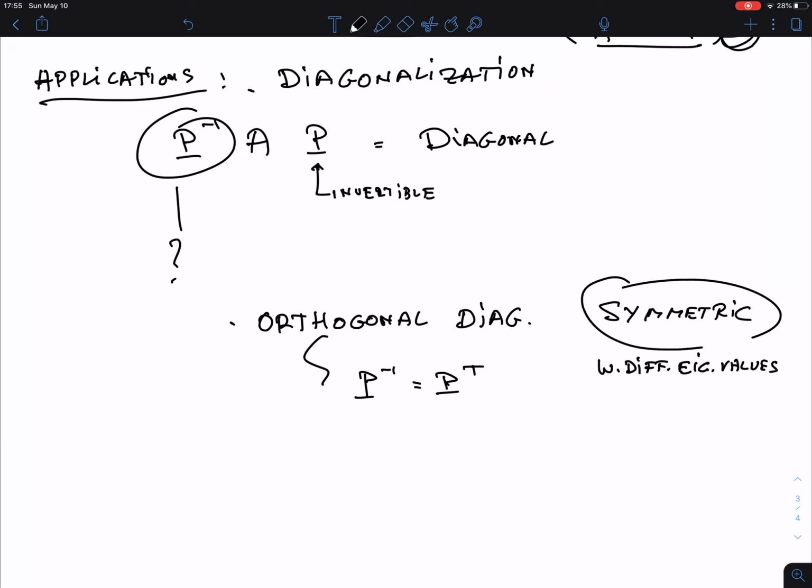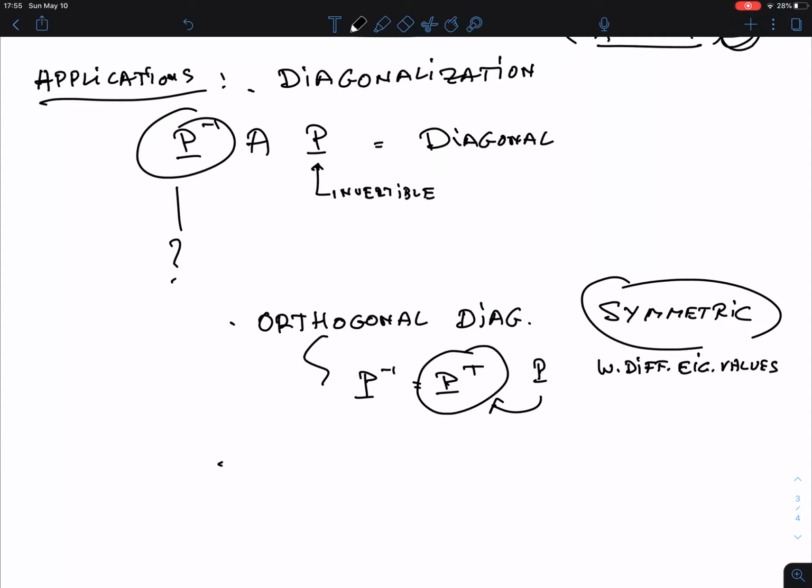Okay? But the advantage of this was that, okay, it was a bit more work because we had to normalize, but once we had our matrix P, it was very easy to find the inverse of the matrix because it's just a transpose. Transposes are very easy to write down. So that was the benefit of having orthogonal diagonalization, but it only works for symmetric matrices, and we can only do it if the eigenvalues are different.